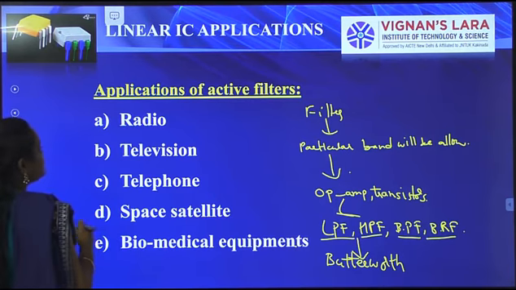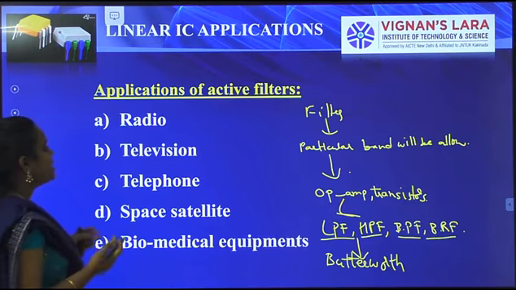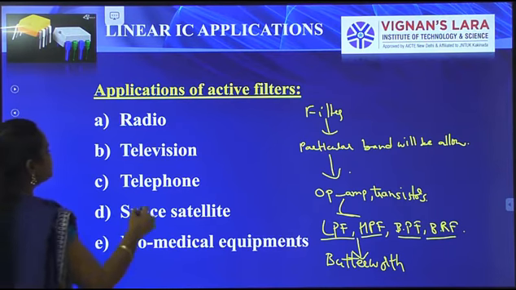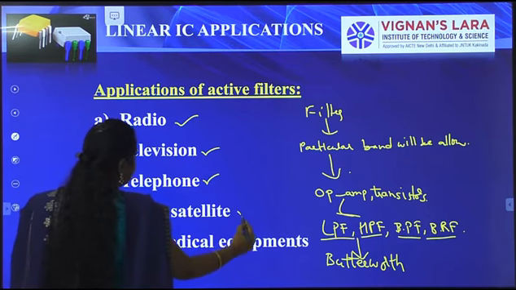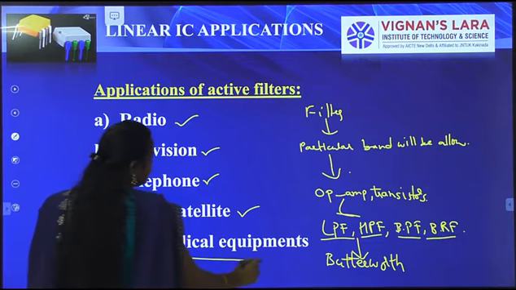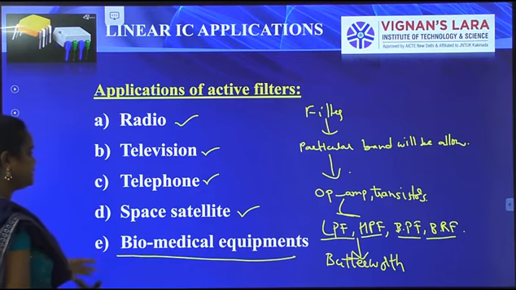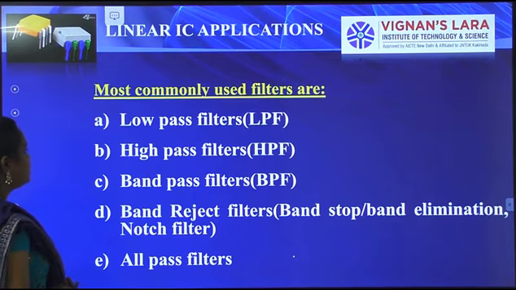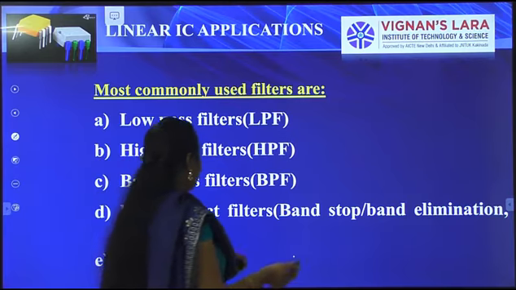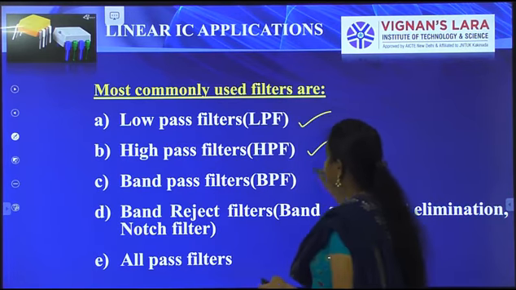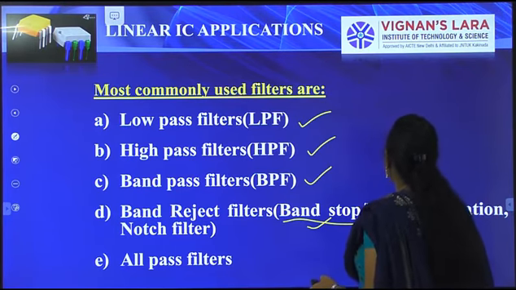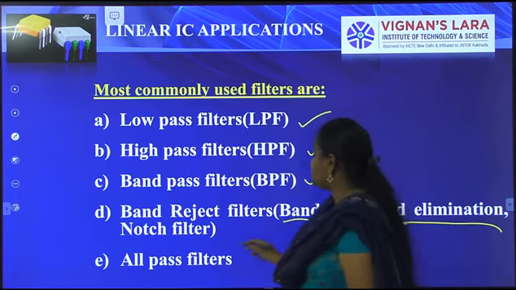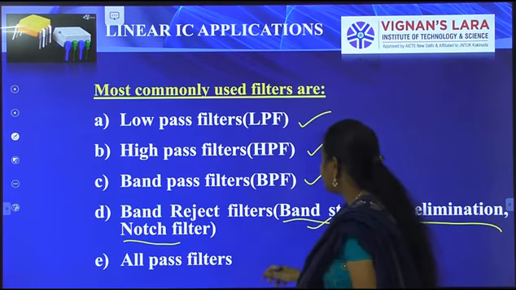So the applications of filters: we are using these filters in radios, television, telephone, space satellites and biomedical equipments. We are going to use these active filters. The most commonly used filters, which you already know about, are low pass filters, high pass filters, band pass filters and band reject filters. Those are also called band stop and band elimination, and also notch filters, and all pass filters.